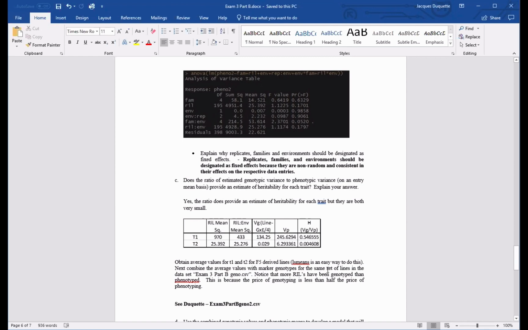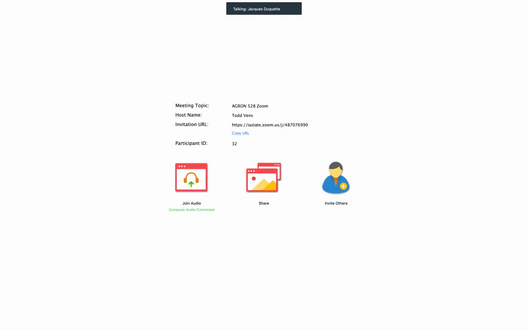I'm plugging it wrong because I was doing it off of the phenotypic variance. So it's RIL environment minus RIL. No, that's the RIL other. So RIL, 970 minus the 433, and then divided by 4. So it's 134.25. That is correct, ma'am. Oh, thank goodness, Kate. And now I'm getting the same values as you guys.